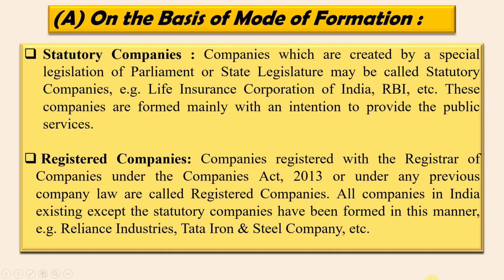All the companies in India existing except the statutory companies have been formed in this manner. So whatever the companies which are there in India are established or formed under registered companies only. Exception is given to the statutory companies which are formed with the special legislation of Parliament. For example, Reliance Industries, Tata Iron and Steel Company, etc. Whatever the companies which are established in India are formed under the Companies Act 2013 only or under any previous law, and they are termed as registered companies.